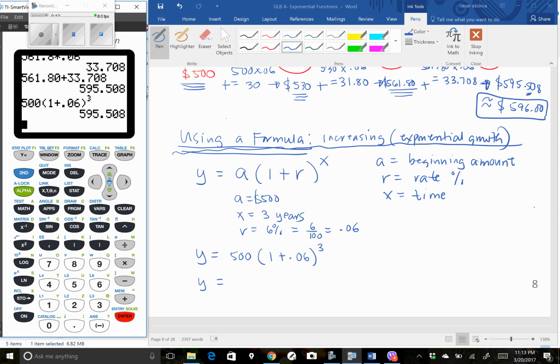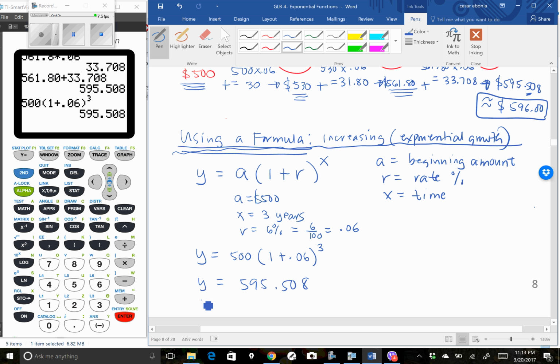So you have now 595.50, and y is approximately equal to $596. You actually get the same answer here. So this is the value of the dresser after 3 years.